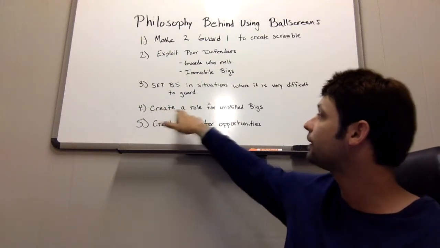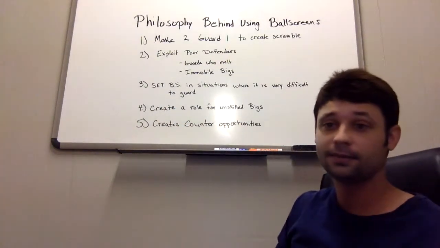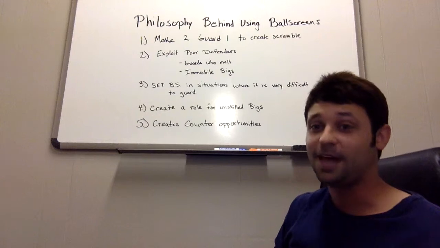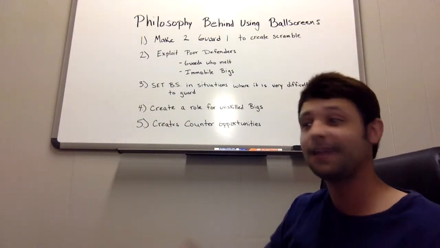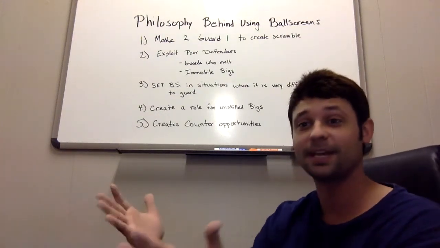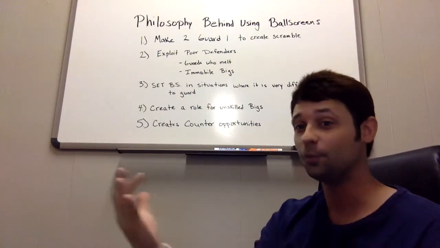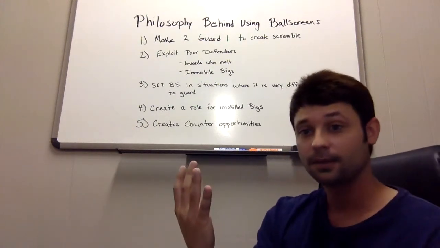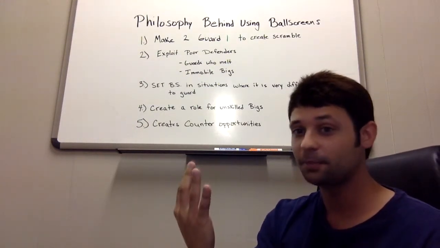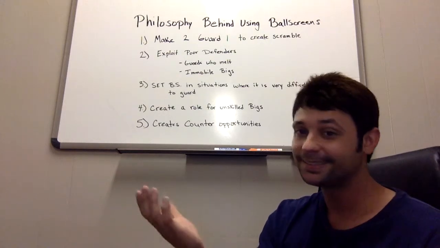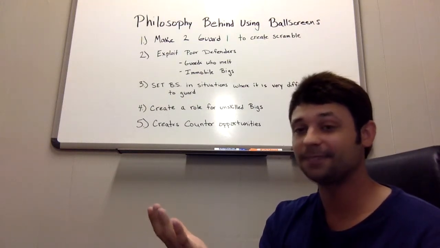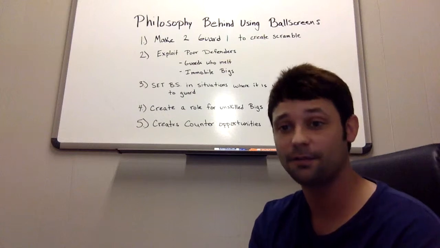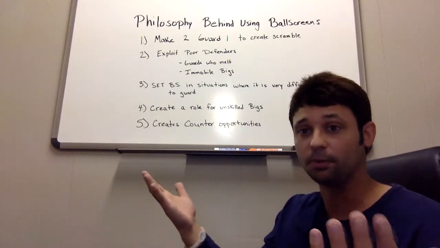Fourth one, it creates a role for unskilled bigs. Quite frankly, a lot of bigs just don't like playing defense. They like going under the basket right there, protecting the basket, getting rebounds. So when you bring them out on the perimeter and make them play defense against a quick guard, they become not very confident in their skills. And we try to exploit that.